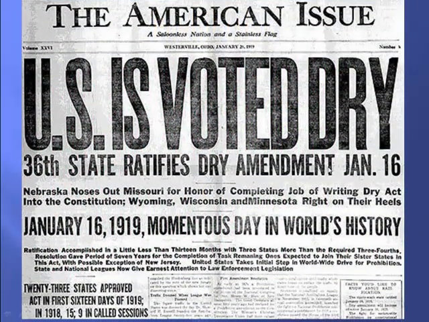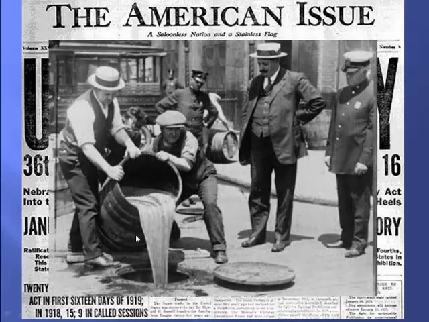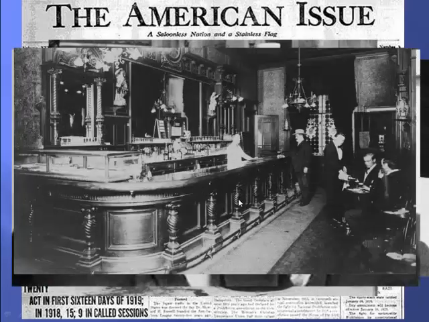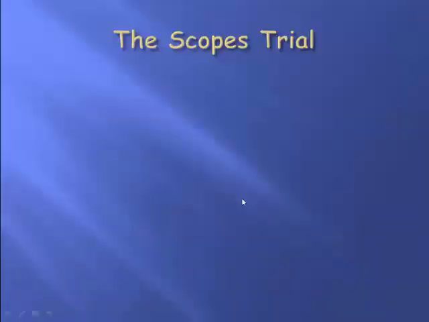U.S. is voted by, right? January 16th ratifies the Dry Amendment. So 1919 is the 18th Amendment. Here are federal agents, and what are they doing with that beer? They're dumping it into the sewer because, once again, alcohol is illegal, and Al Capone is selling the alcohol. He got arrested finally, and that's an illegal bar that's operating.